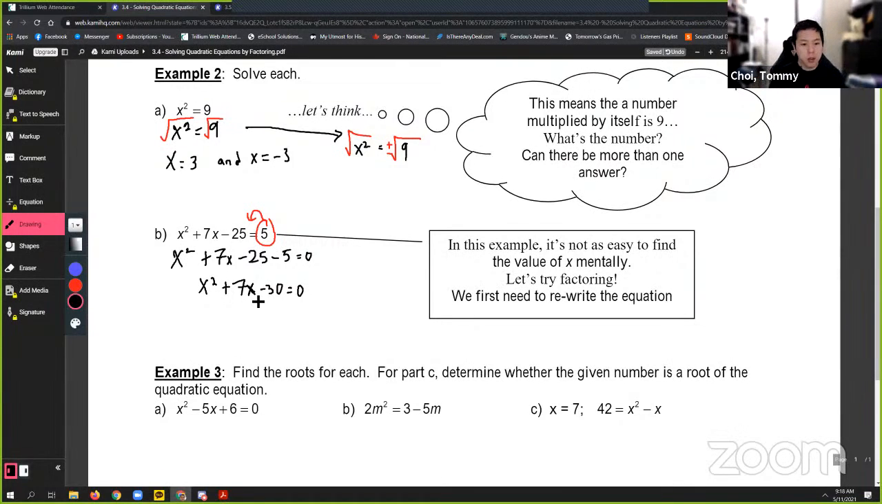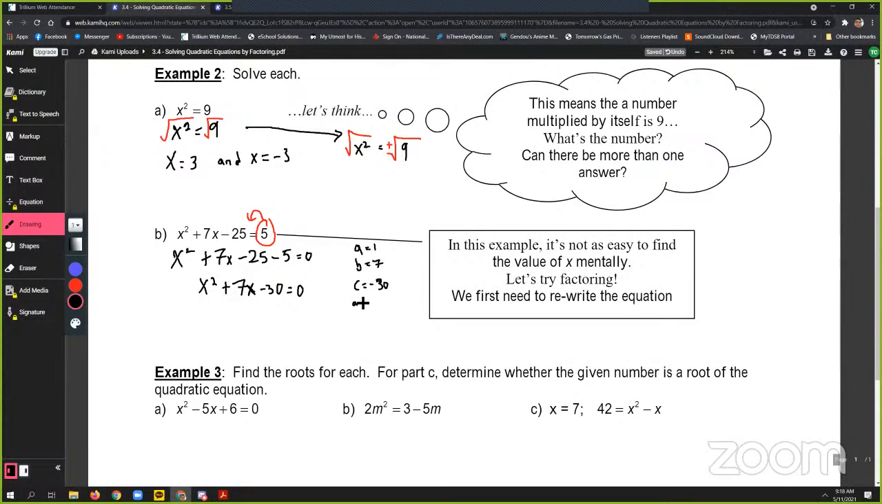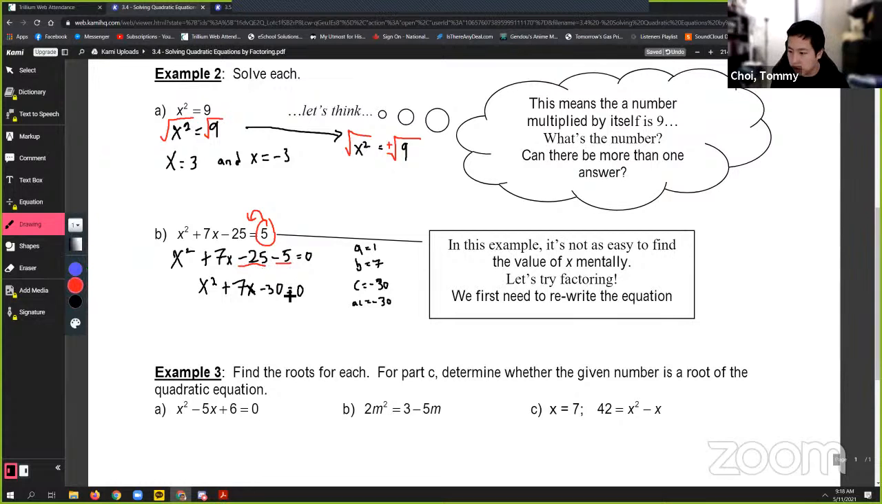So we get x squared plus 7x minus 30. From here, we can factor it. If we do our side work, a is 1, b is 7, c is negative 30. Why is it 30 and not 20? Because aren't they minusing it? 25, right, but this is already negative. So when you subtract from a negative, they technically add together to make a bigger negative number. So negative 25 minus 5 is negative 30.